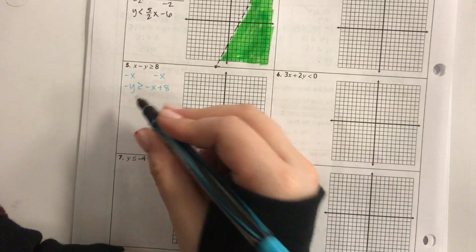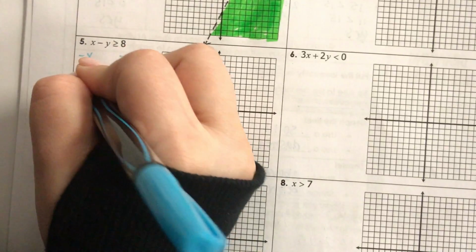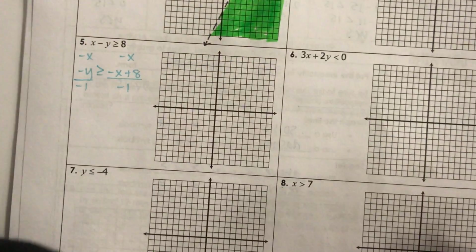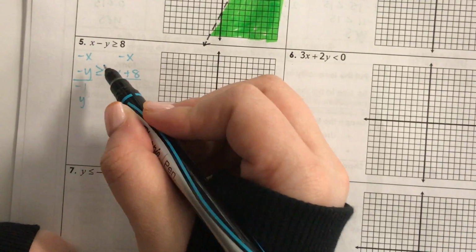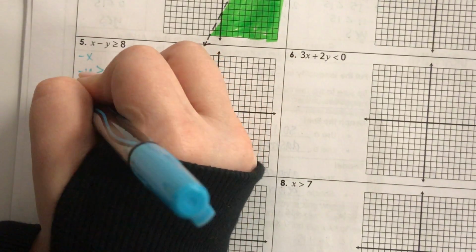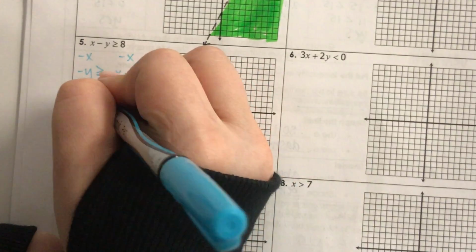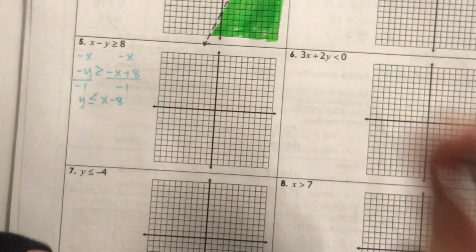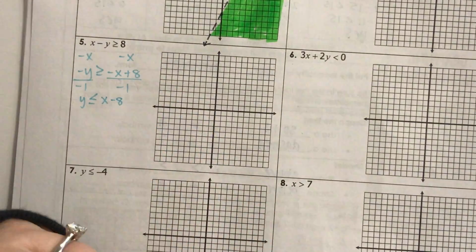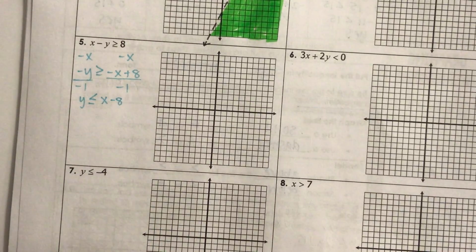I need to get y by itself. Let me zoom in so you can actually see that. So I'm going to divide everything by -1. So y, I did divide by a negative, so I'm going to switch the sign. -x divided by -1 is just positive x. Positive 8 divided by -1 is -8. Okay, so just so you can see the line, I'll do this one in black.